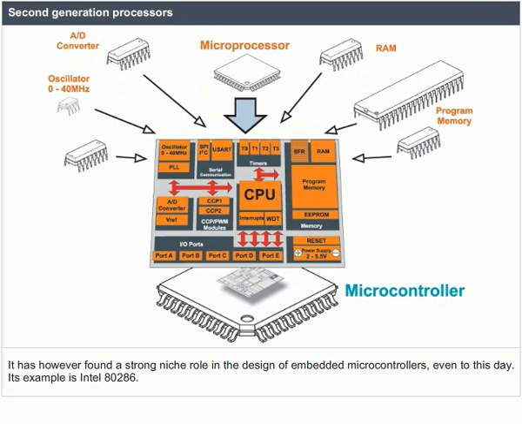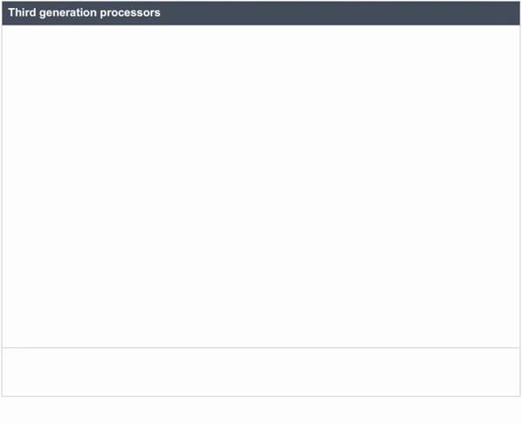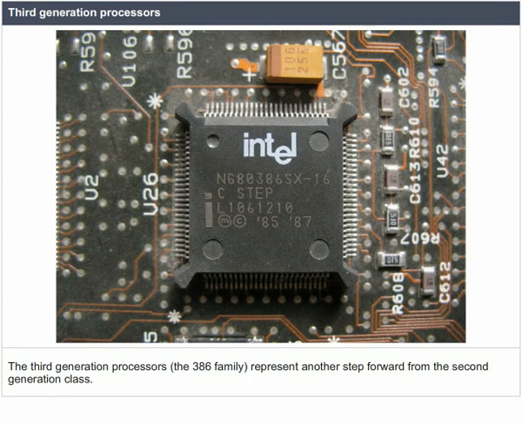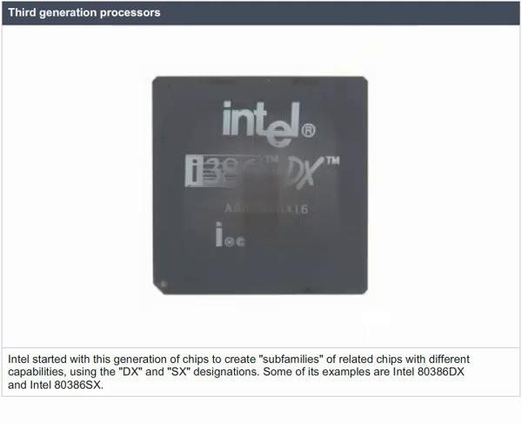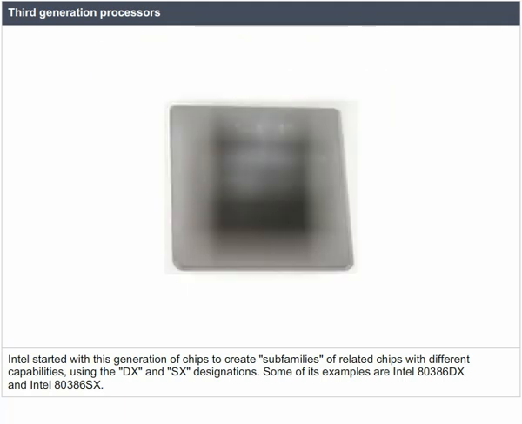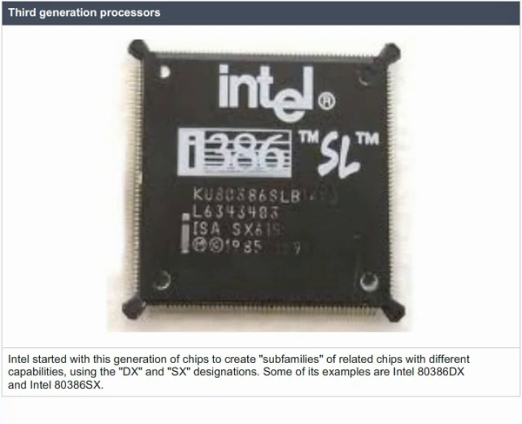Third-generation processors. The third-generation processors, the 386 family, represent another step forward from the second-generation class. Intel started with this generation of chips to create subfamilies of related chips with different capabilities, using the DX and SX designations. Some of its examples are Intel 80386DX and Intel 80386SX.